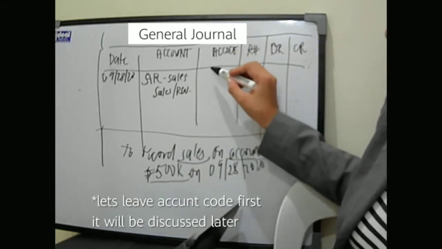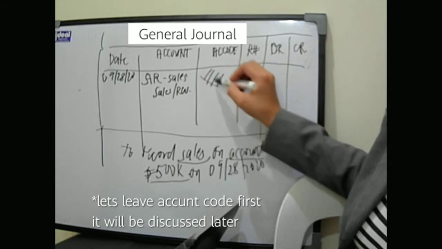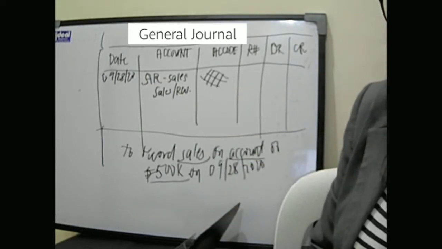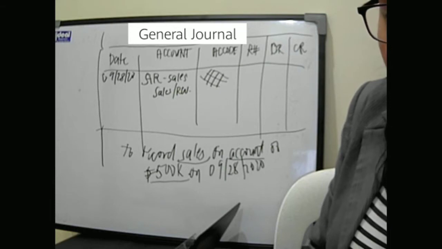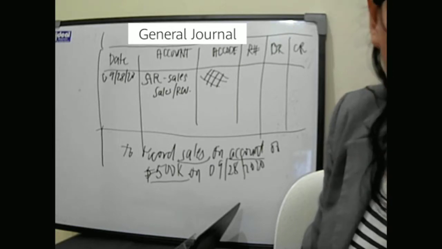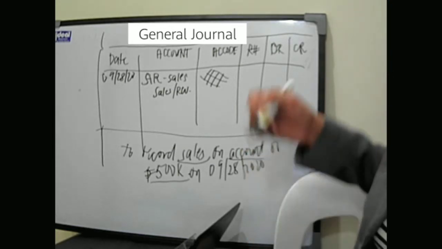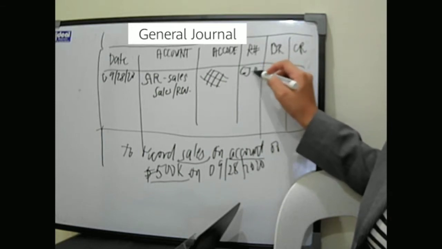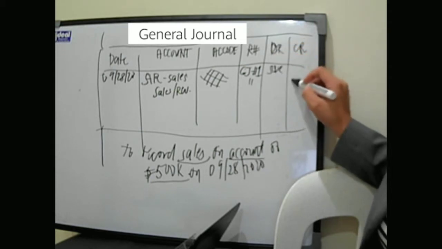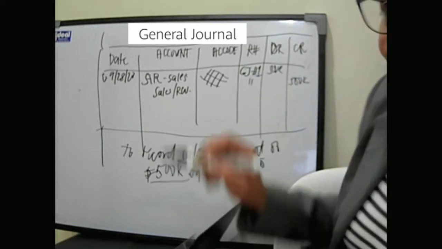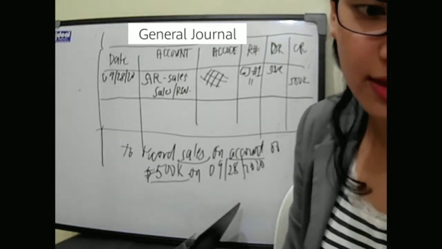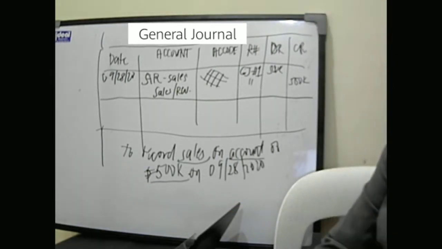So, leave muna natin ito kasi wala pa tayong specify na code. But if certain company uses accounting code, then we use the code that is specifically assigned for accounts receivable, then the code that is specifically assigned for sales account. For example, we have GJ number 1. Debit side 500k, credit side 500k. So that is the general journal or journals.